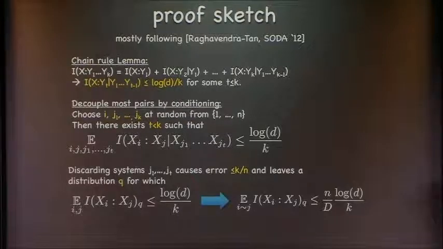Because what it says is that if we discard these systems that we condition on, well, that's at most k systems. So if k is small, maybe that's not too much error. And the resulting probability distribution is nearly independent for all pairs. And the only thing we have to do to relate it to our actual problem is we have to say, well, this was an average over all pairs. We have a particular graph.